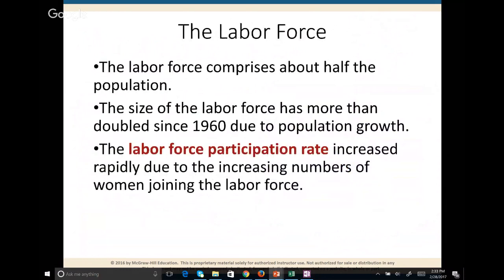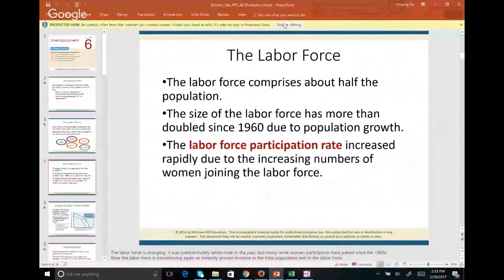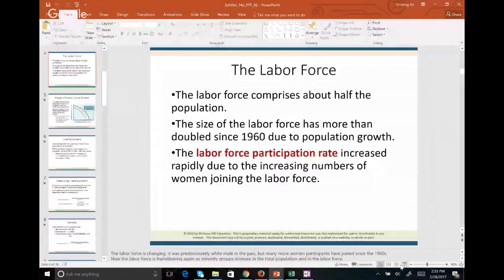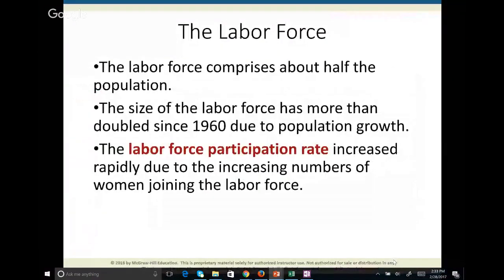All right, so labor force participation rate. For the formula, you're going to use your labor force divided by your population. That will be your labor force participation rate. So right now, for our country, our labor force participation rate is hovering at about 74%. So about 74% of the adult population are in the labor force, either working or actively looking for a job.